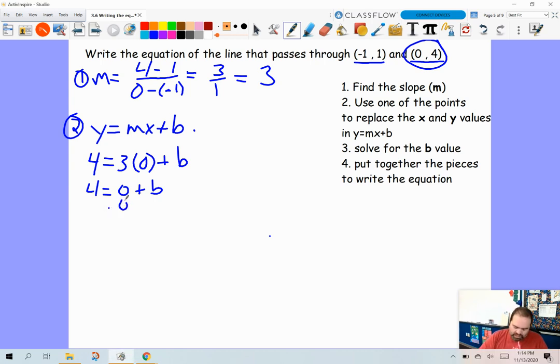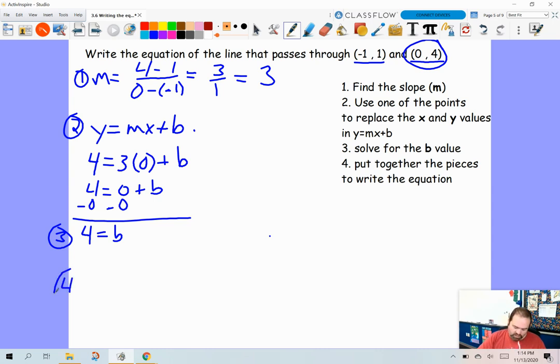So when I subtract out my 0, which seems kind of frivolous, but just to get in the habit of what you do, you're always going to subtract out whatever that number is. 4 minus 0 is 4. So my y-intercept is 4. That's step 3 right there. We solved for b. I replaced all my values, and I worked it down with just a little bit of arithmetic to get my y-intercept to be 4.